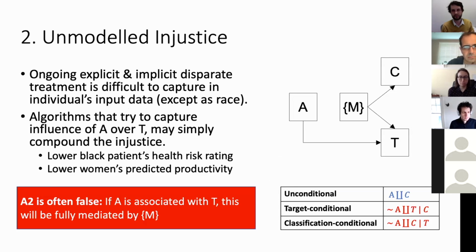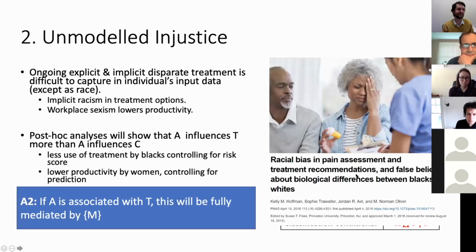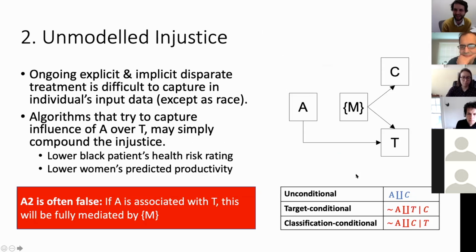And that's a problem, because it's going to mean that algorithms that try to capture A's influence over T, right, in order to satisfy these two conditions here, are going to simply compound the injustice, right? So if you have a model that doesn't capture this association here, it's going to fail both these measures. It's harder to see why it's going to fail the classification conditional measure until you sit down with directed acyclical graphs for a while and think about the open paths. But it will fail, right?